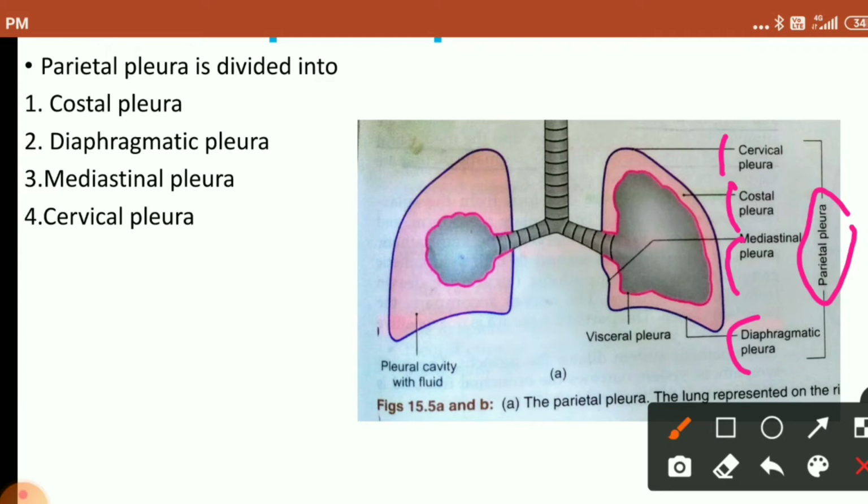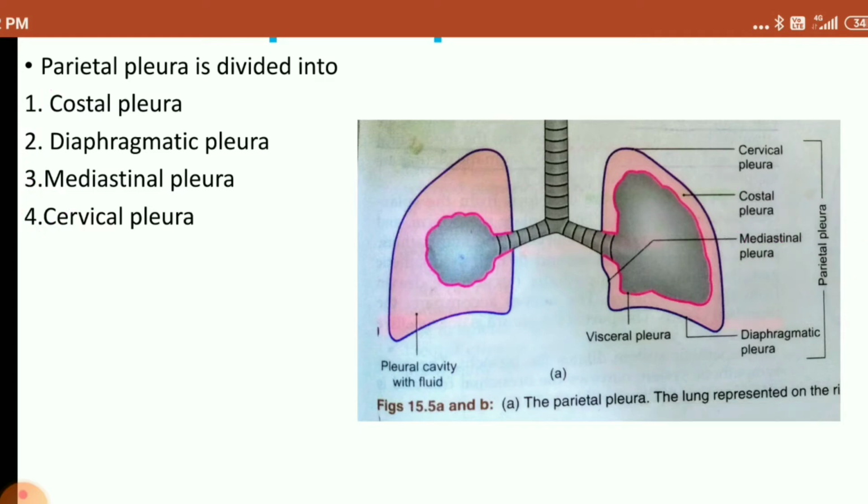Now just focus on the name itself. Cervical means it is covering the apex of the lung. Costal means it is mainly covering the costal surface of the lung. Mediastinal pleura is mainly covering the mediastinal part of the lung, and this is the mediastinal pleura which finally continues with the visceral pleura along the hilum and the pulmonary ligament. Finally we have diaphragmatic pleura. As the name suggests, it covers the diaphragmatic surface of the lung. I think the diagram itself has explained the theory part.